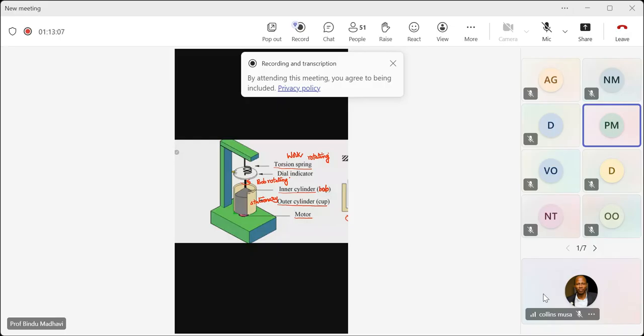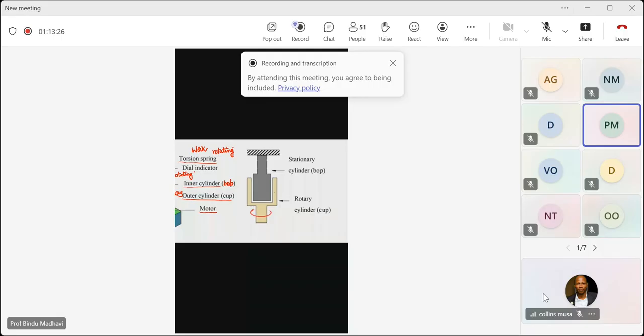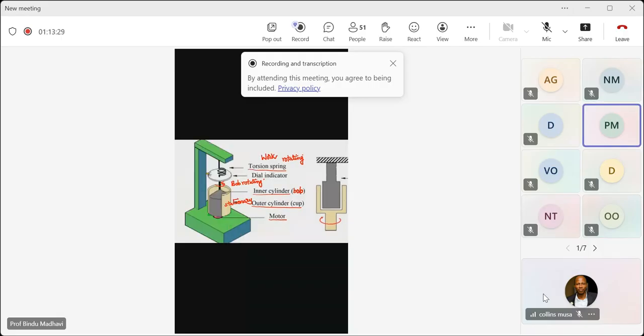We do have other models where the bob is stationary and the cup is rotating. We can have vice versa of rotations, but the simple mechanism is that one of the elements will be rotating and the second element will be stationary. So that is about the construction of this viscometer. You can see the same thing here.